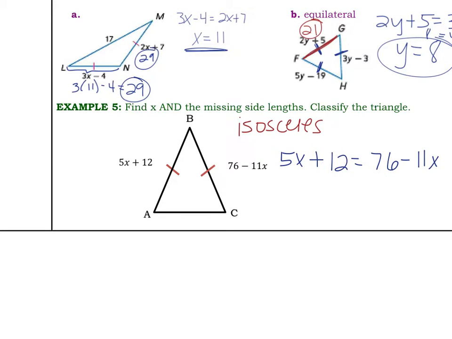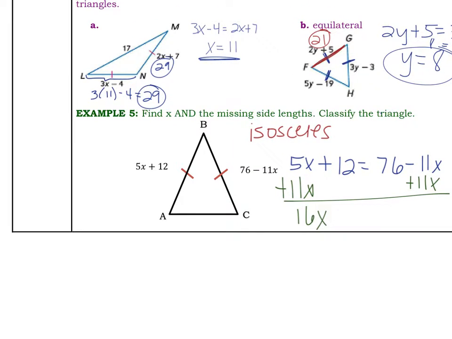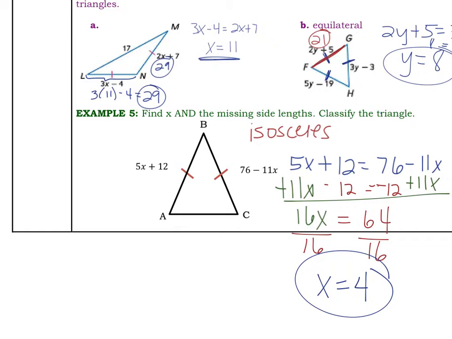So how do I solve for x? I heard add 11. That's what I would do. Or you could subtract 5, either way. And then what am I going to do with that 12? Minus 12. So that's 64 divided by 16. So what does x equal, guys? 4. x equals 4. So that's the first part of my question.